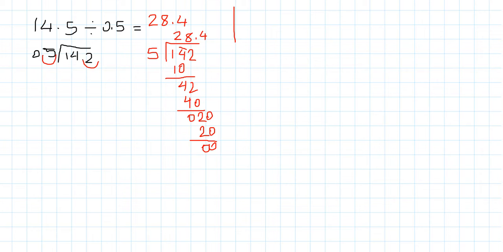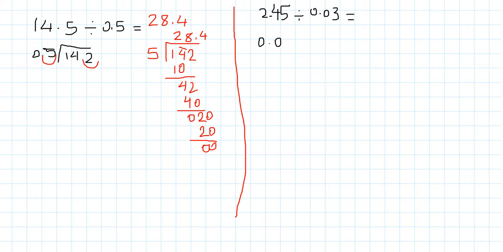Let's solve another example. I have this division: 2.45 divided by 0.03. What is the answer? Now write it in this shape, 2.45.